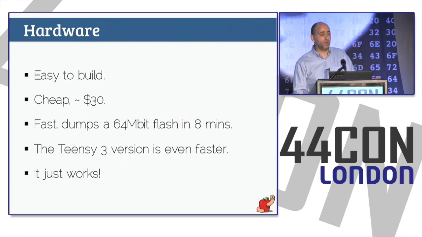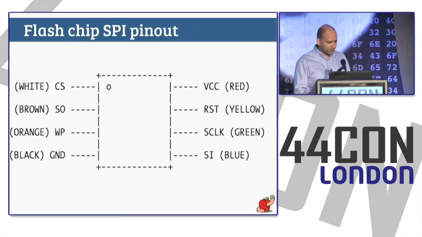This makes things really faster for research. It dumps in 8 minutes. It writes in 11, 12. Trammell told me that the Teensy 3 version is even faster because it's a better CPU. It's an ARM CPU. For me, it just works. And since I'm an economist, if it works for me, I don't care anymore about the problem.